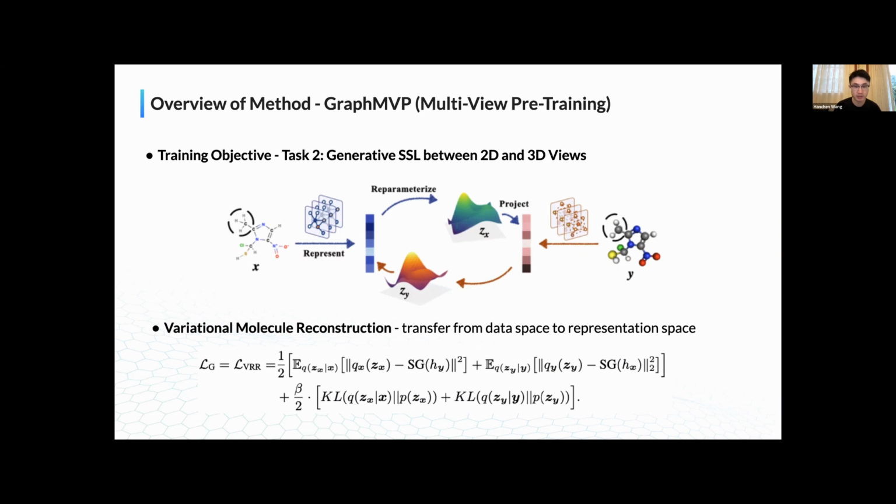This is the reason we stick to a VAE-like loss, but not on the data space, instead on the representation space. We name this new type of loss variational molecular reconstruction. For the details and mathematical derivations of this loss, please see our paper, the main text and the appendix.